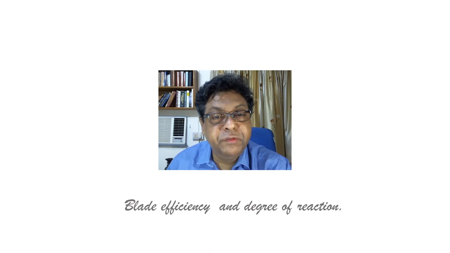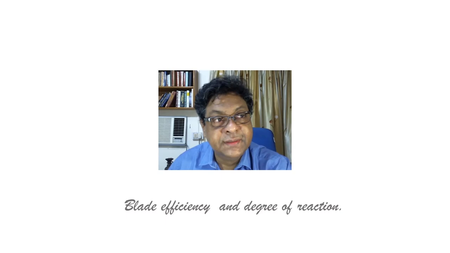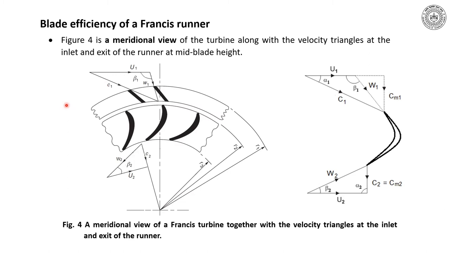Now I'll derive the expression for blade efficiency and degree of reaction of a Francis turbine and correlate them with flow angles. The meridional view of a Francis turbine at a mid blade height along with the inlet and exit velocity triangles have been presented here. I have illustrated earlier about the meridional streamline or meridional circumferential section. So you may imagine that I have considered a meridional circumferential section passing through the mid plane.